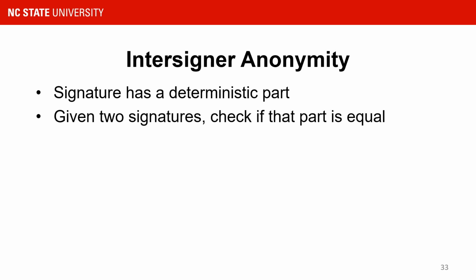So intersigner anonymity is achieved by just giving a signature a deterministic part. And then given two signatures, just check if that part is equal. Whereas ring signatures really are truly randomized, the signatures with intersigner anonymity allow for one of the parts to be deterministic and uniquely determined by the secret keys of that signer.